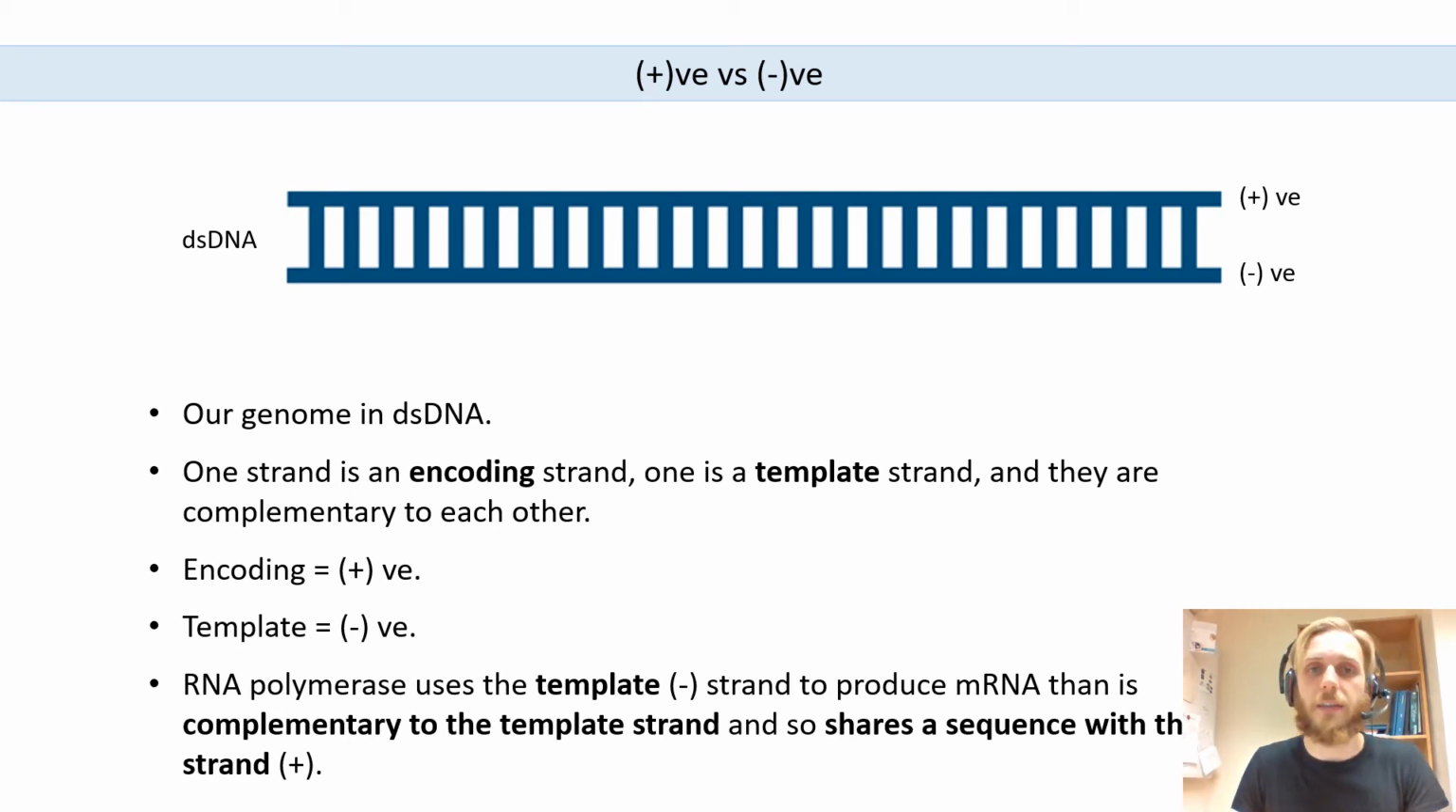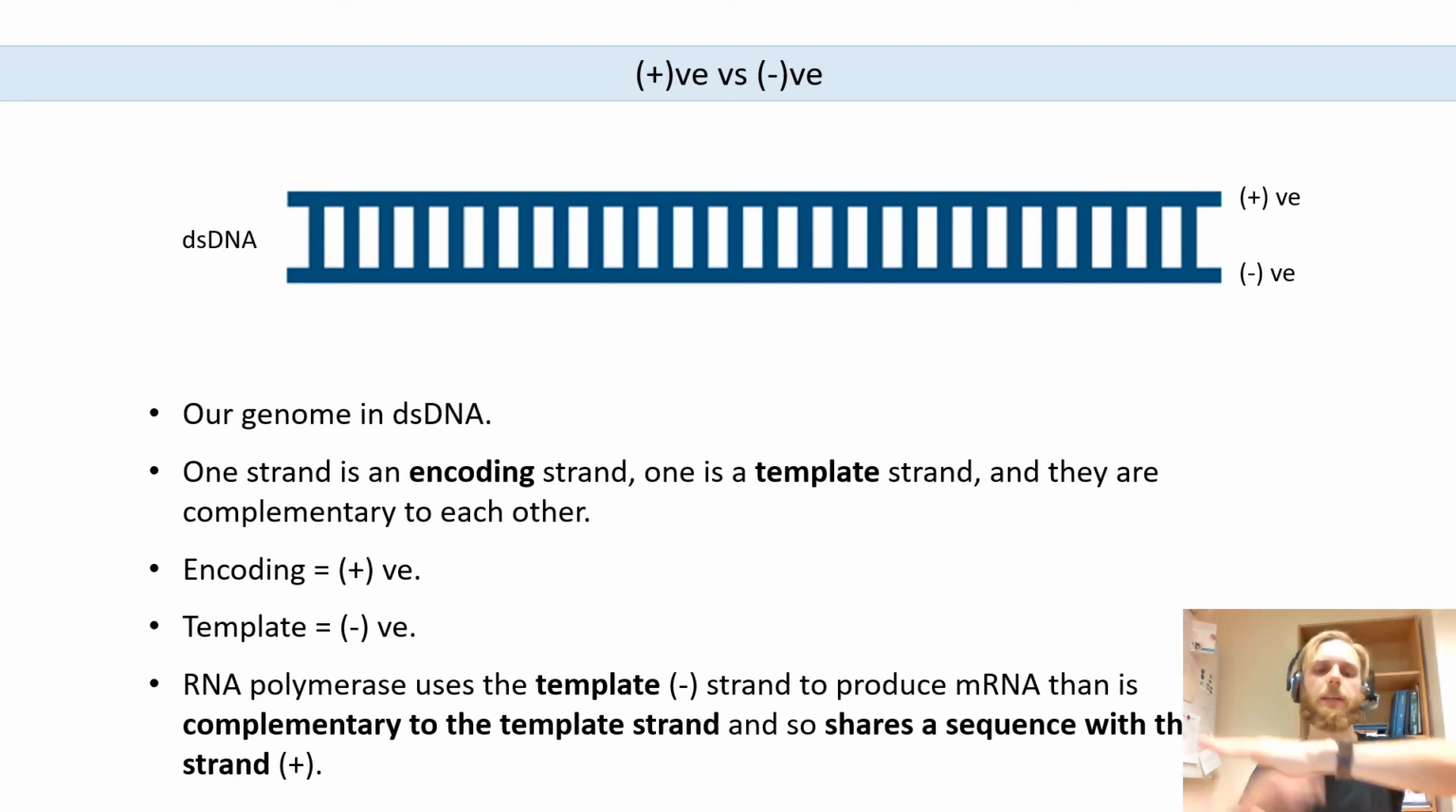The template strand is just the complementary of that. It's the strand that is base pairing to it, but the template strand itself doesn't actually encode the information. It's the encoding strand that does. And this is essentially the difference between positive and negative. Positive is just another way of saying encoding. So the positive strand is encoding and the negative strand is the template. When we're saying positive and negative, we're applying these ideas of encoding and template strands to the viral genome.